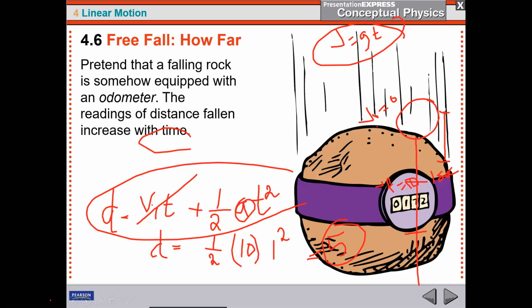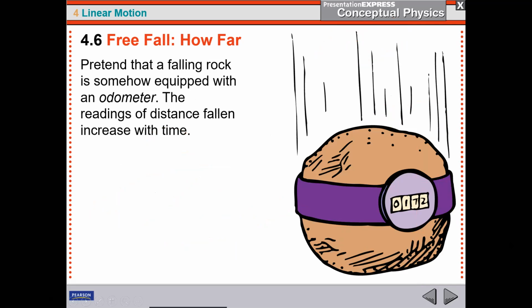Now, pretend that a falling rock is somehow measured. How did they know the speed, the velocity in each point? They put in equipment or a device. We call it an odometer. This odometer reads the distance increasing with time. They read that this ball is going 2 meters in 2 seconds. So the velocity here will be 1 meter per second.